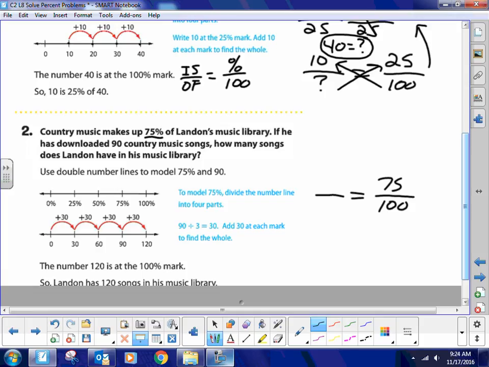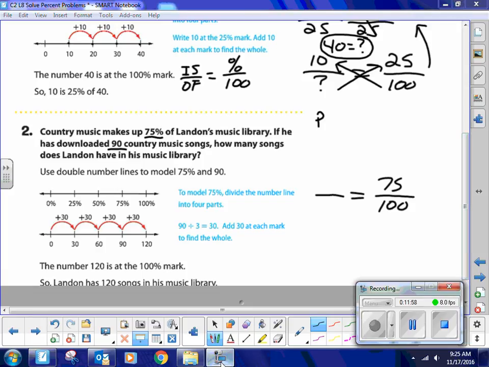Okay, this is the is. This is the "of" part. It's also called the part. Part over whole is also what it's called. Part over whole. Okay, it looks like I'm not going to get this video done in time for class. All right, so we've got the part is 90 and we don't know the whole.